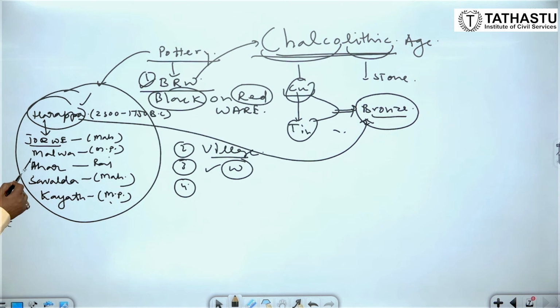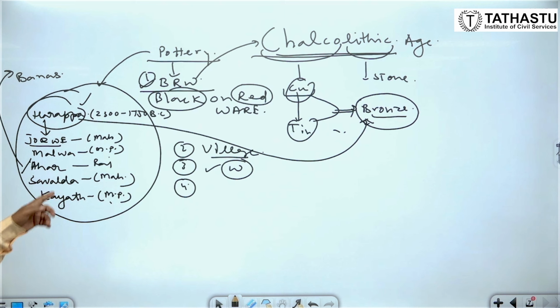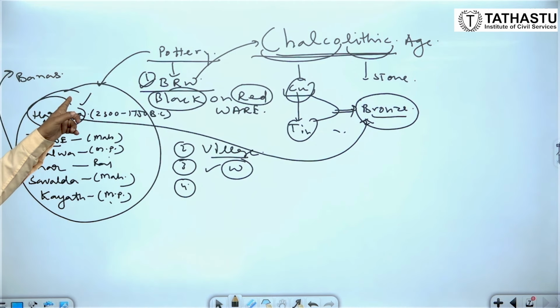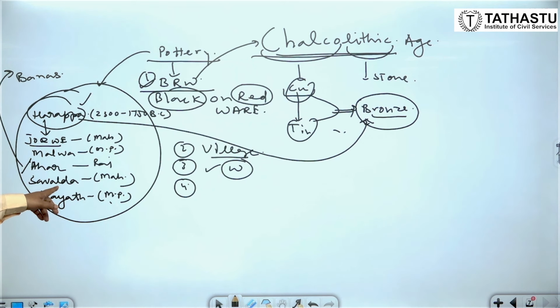This Ahar culture is also known as, here I am writing, Banas culture. Savalda, S-A-V-A-L-D-A, Savalda. Ahar is also known as Banas culture. Kayatha, Madhya Pradesh. Savalda culture. Okay.